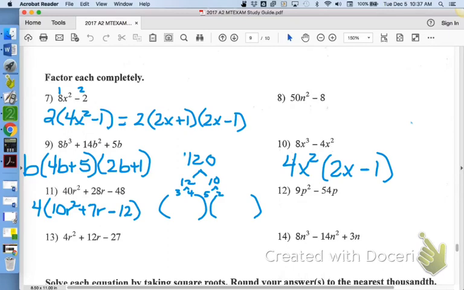15 and 8, folks. Look. 15 and 8, if I subtract them, will give me a positive 7. All right, let me get rid of this mess.